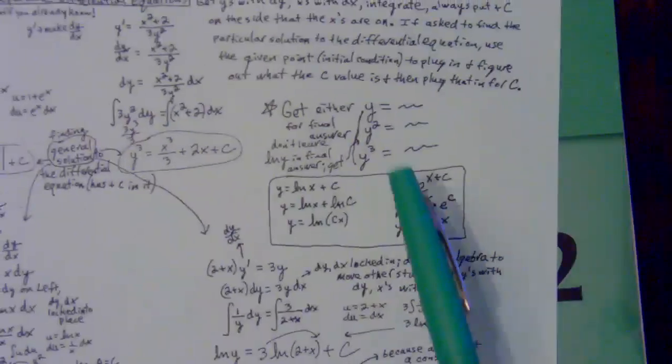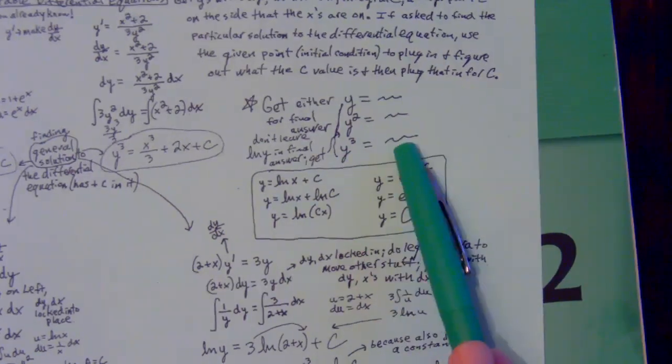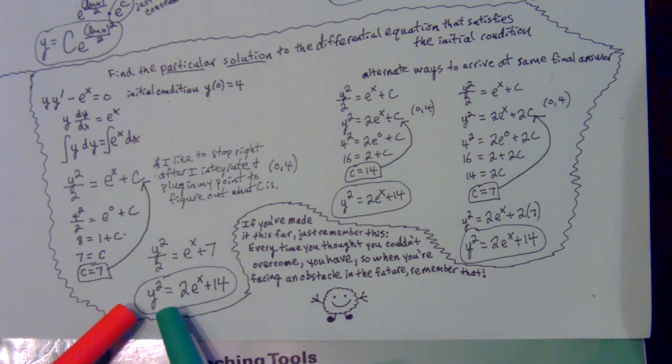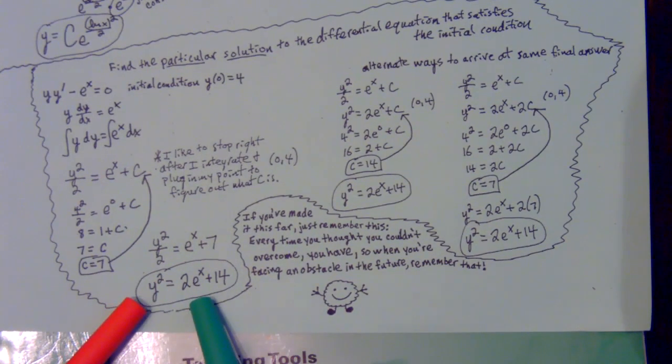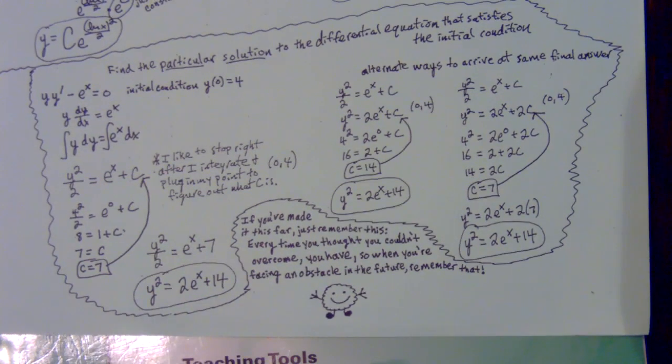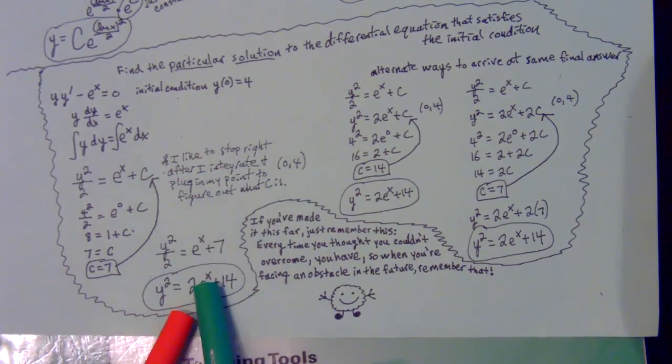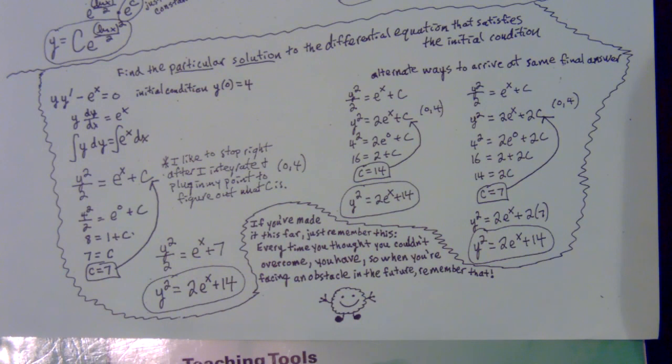And remember, we always want to get y equals something, y squared equals something, or y cubed equals something. And so that's why I'm just going to multiply both sides by 2, and then I get that answer right there. Okay, so that's a particular solution to that differential equation. When they give us a point, you have to find the c value and then get that answer.